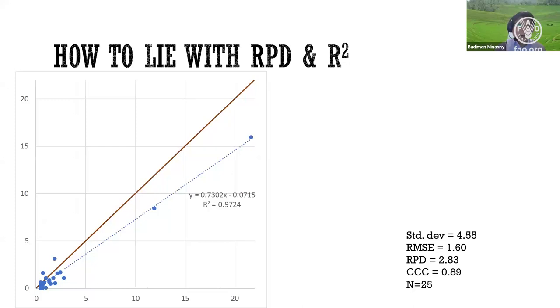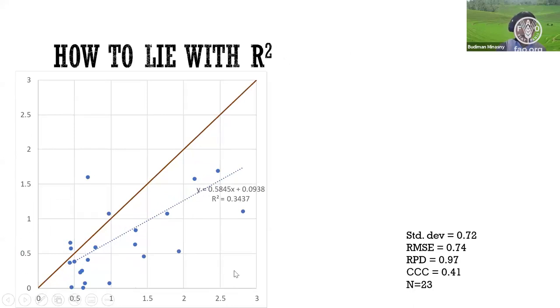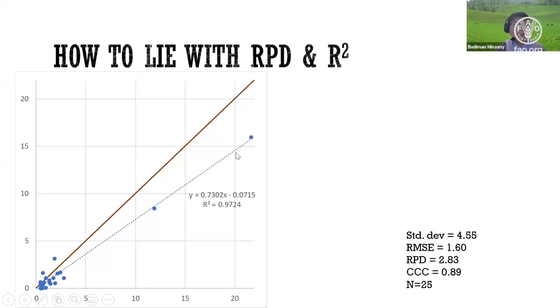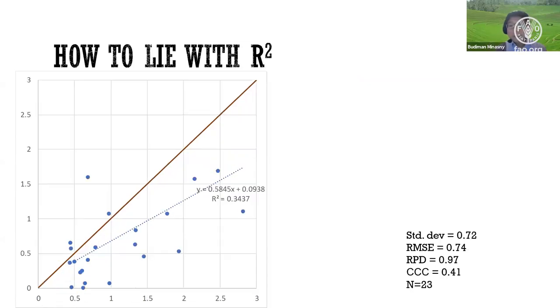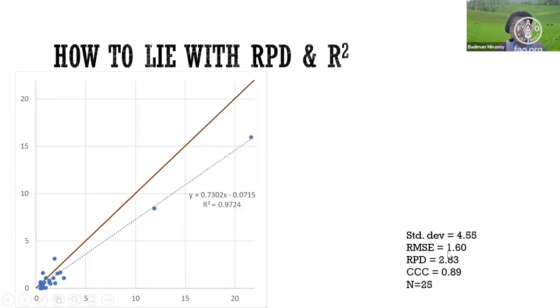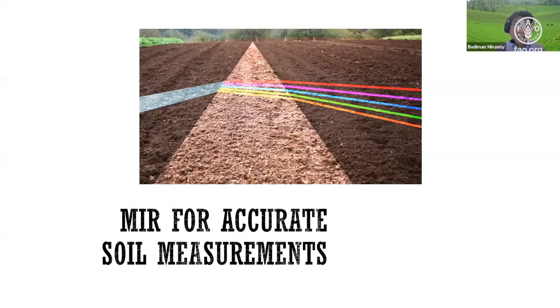But if there are two highly leveraged points, this is the same data set. This is the same data here, 0 to 3. But if you include two high values here, you suddenly get a very high R square, which is meaningless. So what you need to do is, besides the R square values, besides the concordance value, look at the relationship and look at the error. This error is 0.74, this error is 1.6, right? So R square is just one of the measures that you have to be careful about. So that's the message.